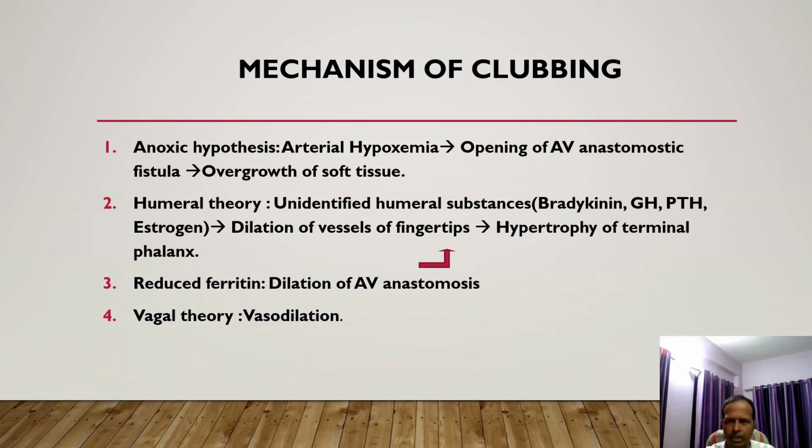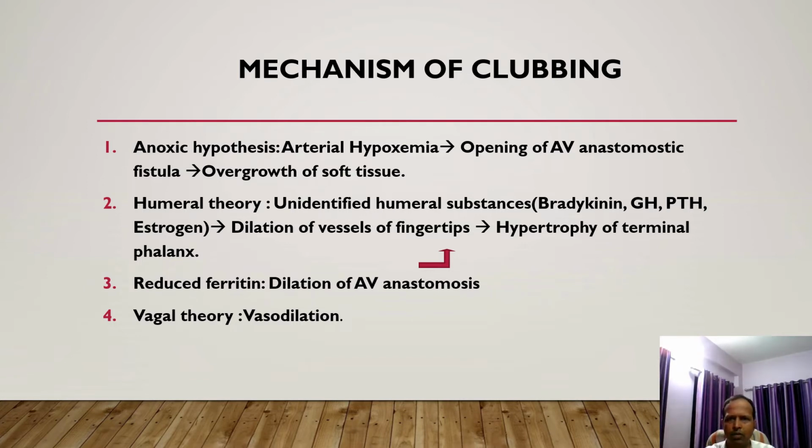Then certain examiners ask regarding the mechanism of clubbing. So there are different theories. First one is the anoxic hypothesis, where due to arterial hypoxemia, there is opening of arteriovenous anastomotic fistula, and this leads to overgrowth of the soft tissue, which is elicited as clubbing.